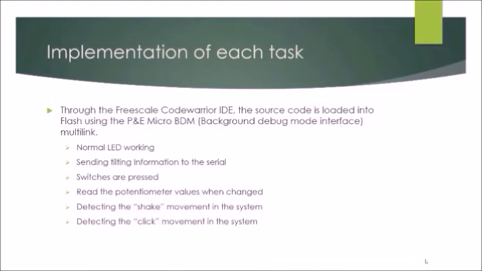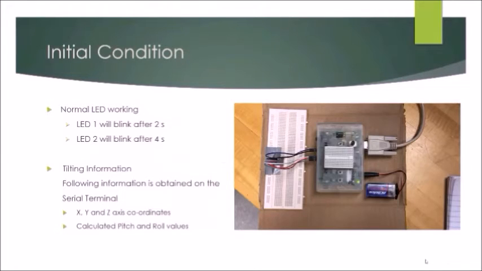Implementation of each task. We implemented the tasks in the app.c file for DEMO9S12NE using MicroC/OS-II. Through the CodeWarrior IDE, the source code was loaded into the flash using the P&E Micro BDM Multilink. We implemented the following tasks: normal LED working, sending tilting information to the serial, switches being pressed, reading the potentiometer values when changed, and detecting shake and click movement.